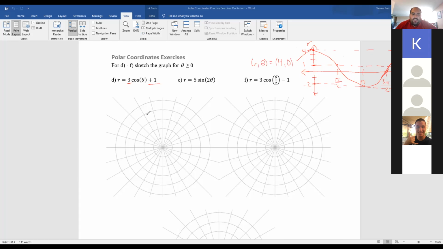So if I'm bringing that point to this graph, where would I put that? Radius 4, so it's on the 4th circle out. Okay, which way? Then the angle is 0, so it's going to be on the x-axis.